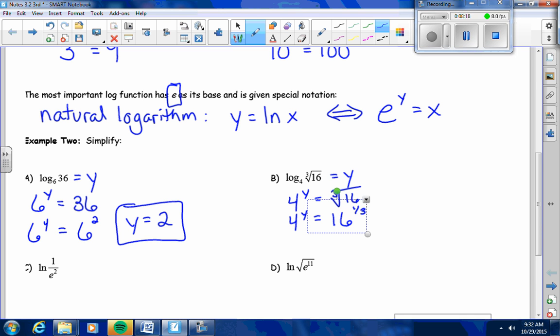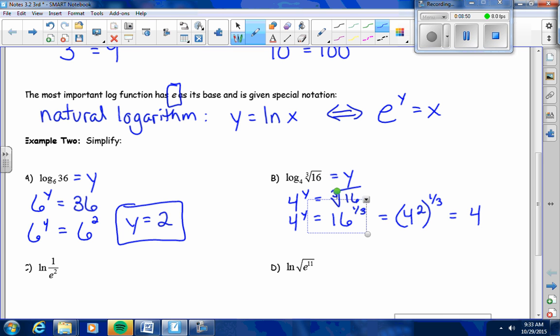Now it's 4 to the y. So 16. Can I write 16 as 4 to a power? 4 squared. So I'm going to rewrite this 16 as 4 squared, and then it's raised to the 1/3. Well, what happens when you have a power to a power? Multiply them. So 2 times 1/3 is what?